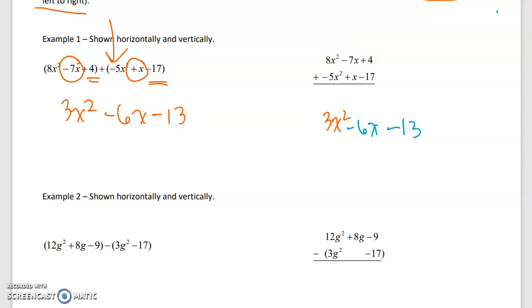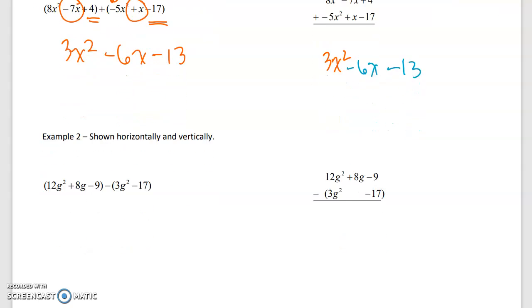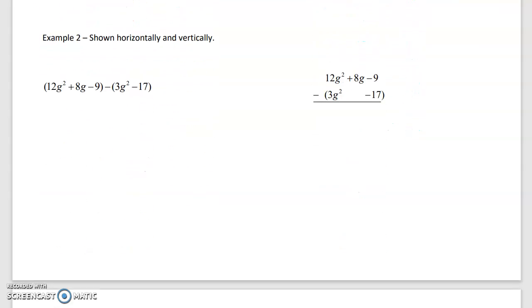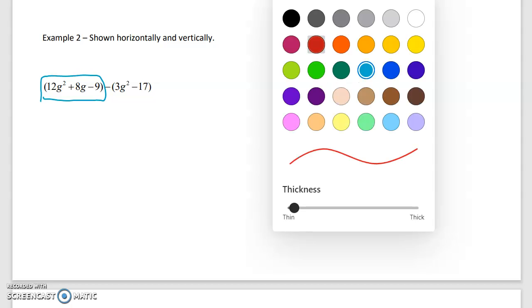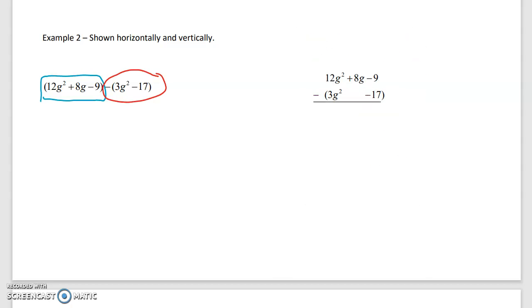The second example is one where you just have to be careful no matter what you're doing because you're subtracting. I want to look at both setups at the same time. We have 12g squared minus 8g plus 9, that's our first trinomial. And from that, we are subtracting this second trinomial, 3g squared minus 17.